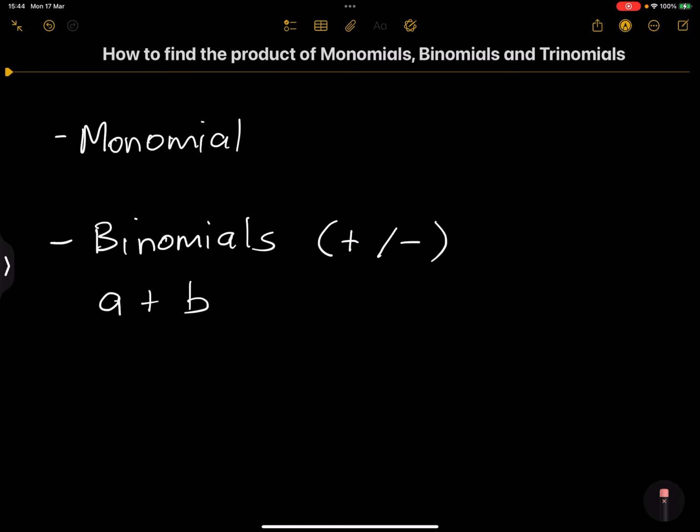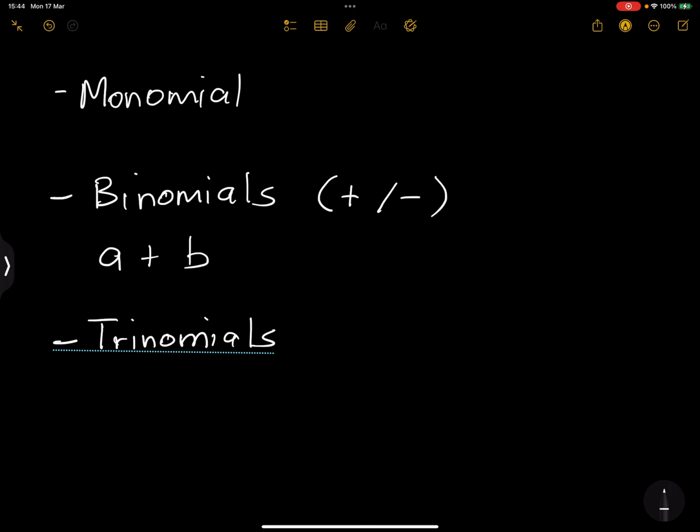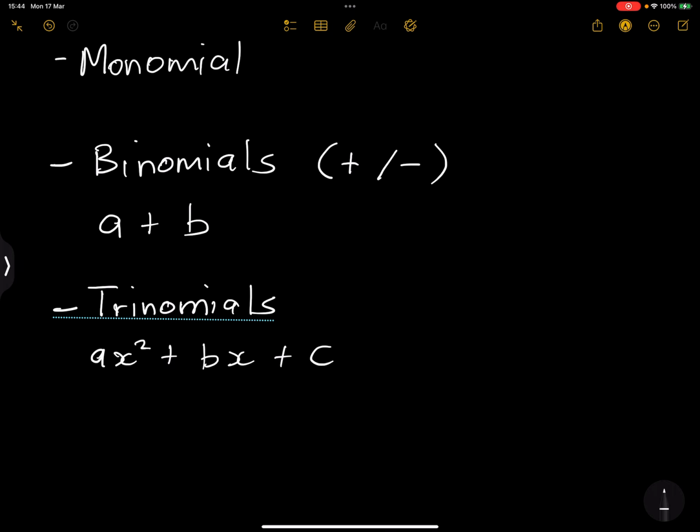And of course, I've got a trinomial, right? A trinomial would be an expression in mathematics with three terms. So if I were to have ax squared plus bx plus c, that makes this a trinomial. There are three terms. Or in this case, if you take 5x plus 3 minus 4b, there are three terms, and they are all separated by a plus or a minus sign.